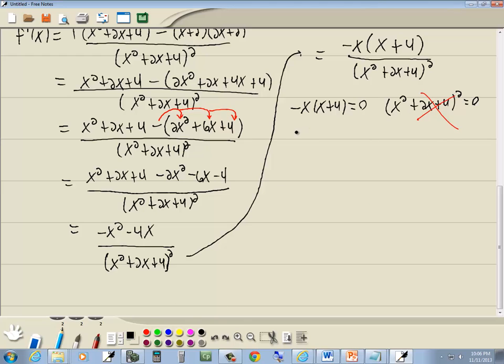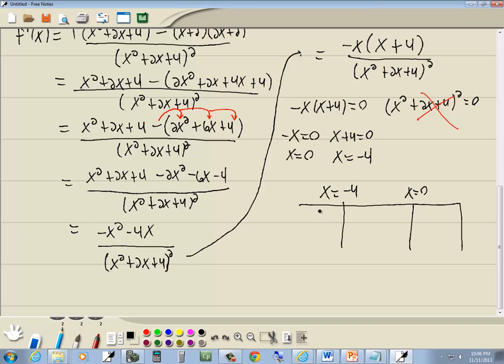This one over here, though, it's already factored, so I can set each factor equal to 0. I'll set negative x equal to 0, and x plus 4 equal to 0. Divide both sides by negative 1 here. 0 divided by negative 1 is 0. Here I'll take the 4 over, and we get negative 4. Okay, so we're ready for our table of intervals. This goes from negative infinity to positive infinity.